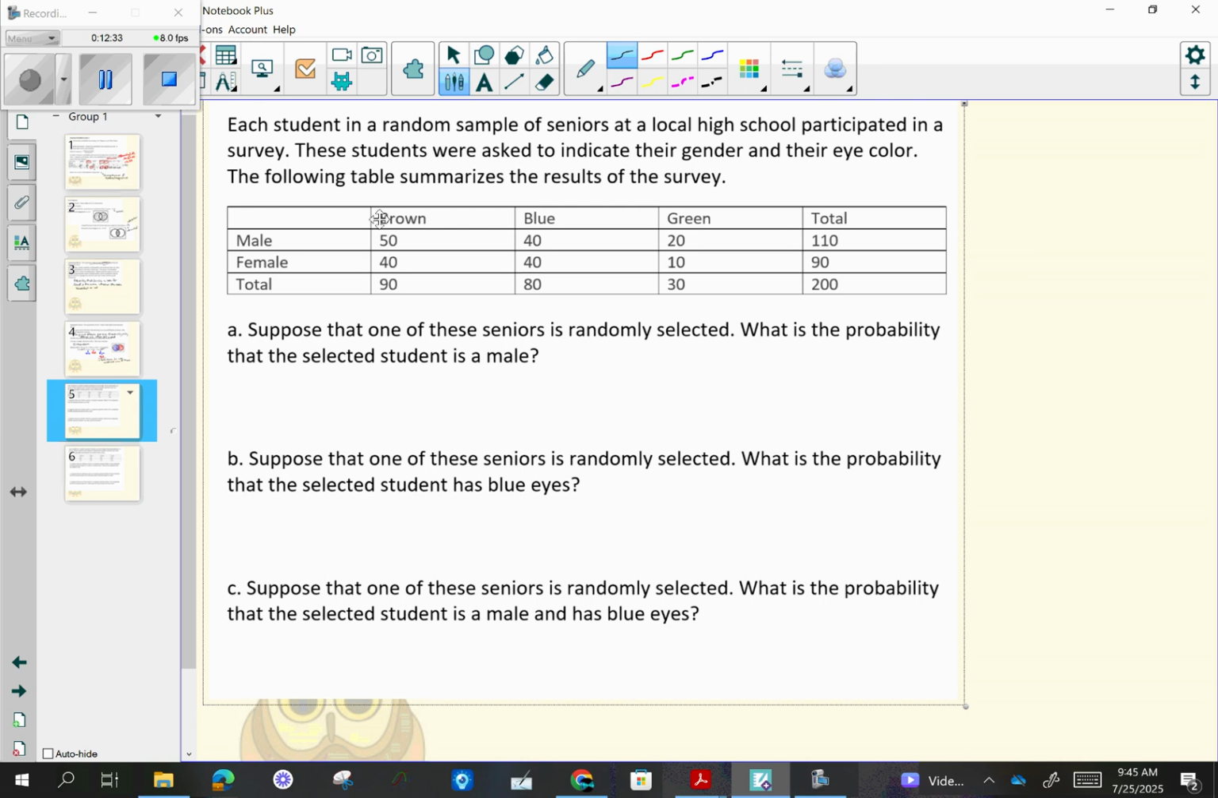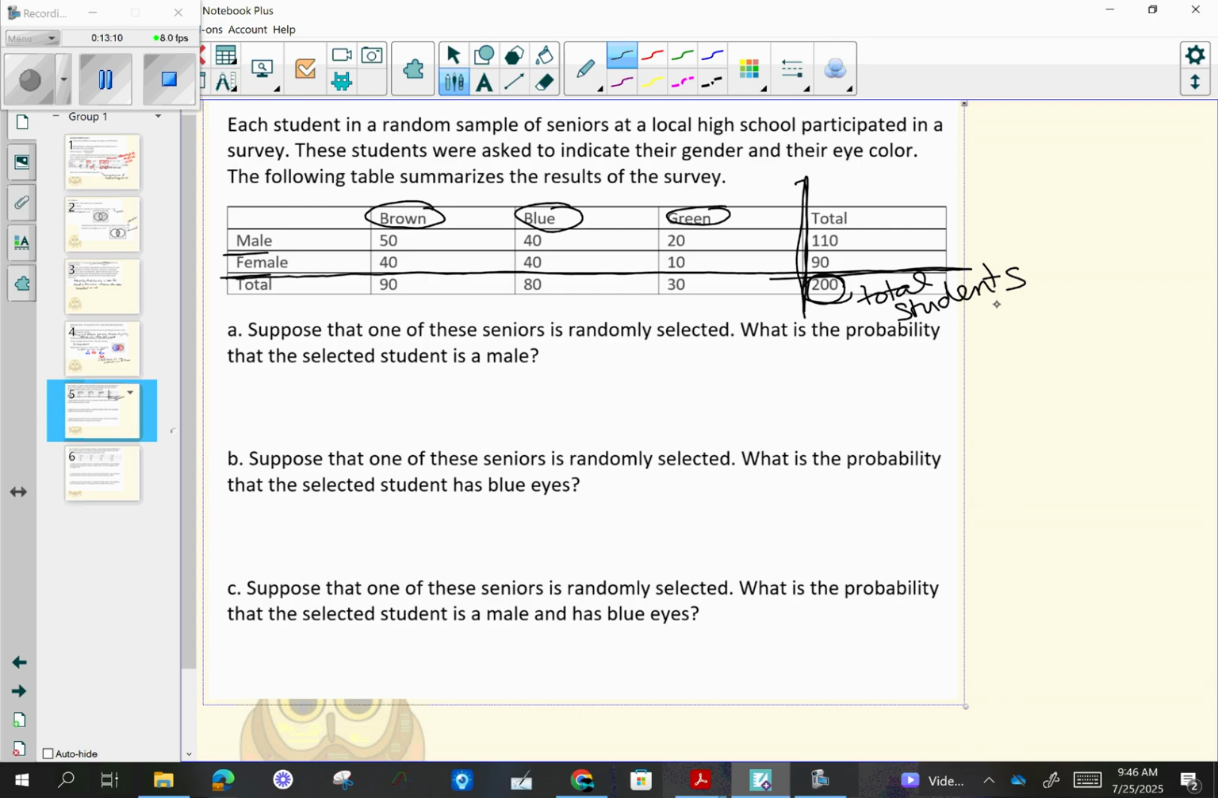So we've got the 3 different eye colors that were given, brown, blue, and green, and then we've got the male and the female for the gender. We have totals on all of our rows and columns. So if you need to, you can kind of separate out your totals from the actual data. So we know right here there were 200 total students. And then we know how many said they were male and had brown eyes, or male and blue eyes, etc.